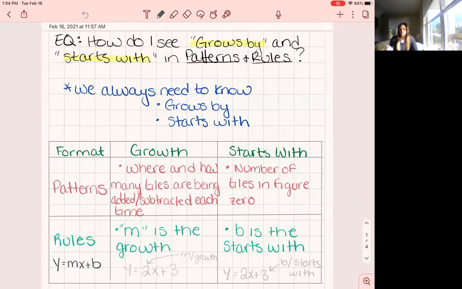So you need to copy all that down, including this table. So this table is broken down into 3 columns, 2 rows. So the rows are your patterns and your rules. And then the columns are where we see growth in the pattern and where we see growth in the rule. So I'm going to pause, go ahead and get all of this down, everything you see right now, and then we'll talk about it.